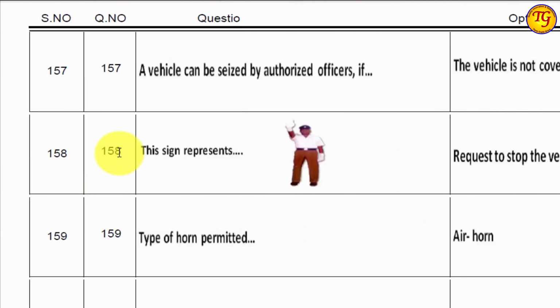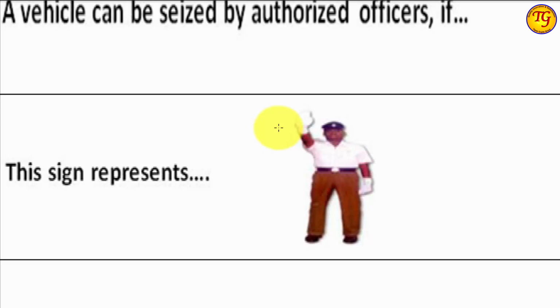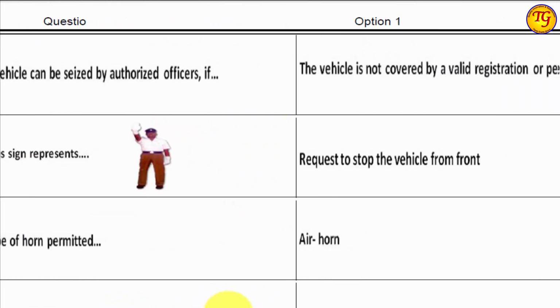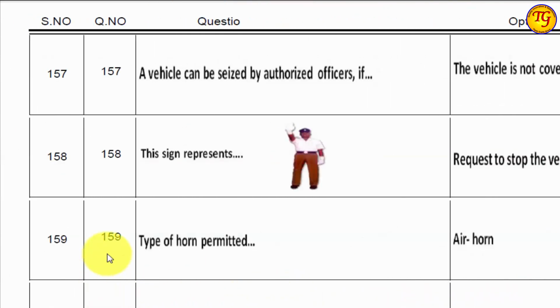Next question, 158th question. This sign represents. There's a traffic policeman and this time he is showing a signal only from his right hand. I think that this sign means request to stop the vehicle from front. Option number 1 is the correct one. Yes, option number 1 is the correct one.